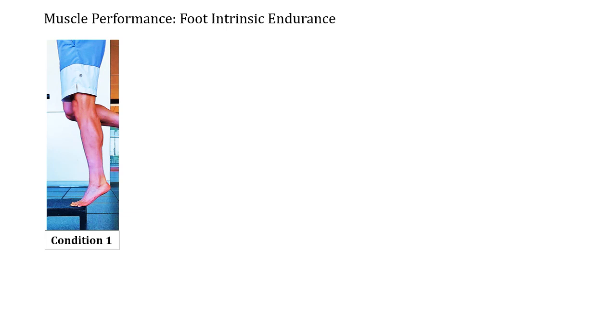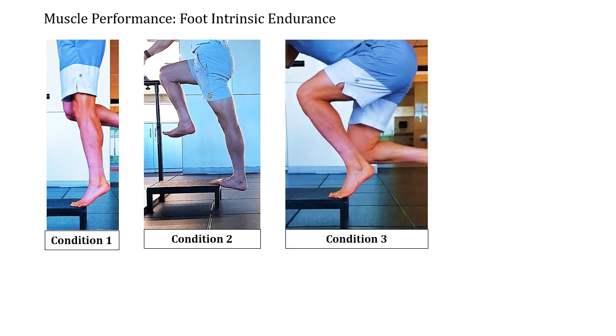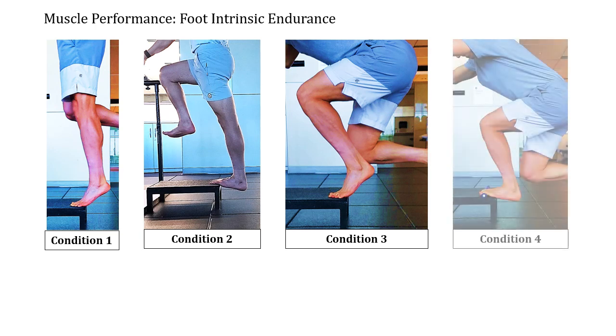So there's 4 conditions. So the first 2 conditions, you have knee straight. Condition 1 is in a plantar flex position. The second is in a max dorsiflex position. Condition 3 and 4 have knee flex positions. You're flexing the knee to 75 to 90 degrees, and then you're going into either max plantar flexion or max dorsiflexion, depending on the condition.